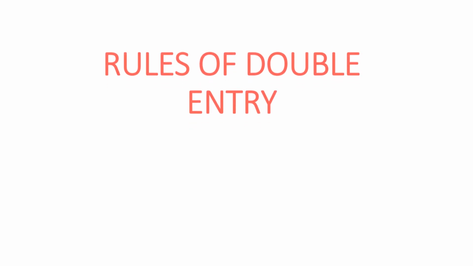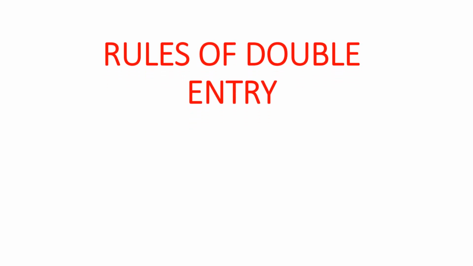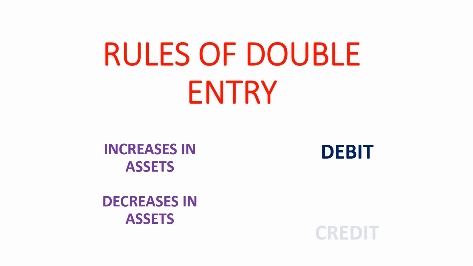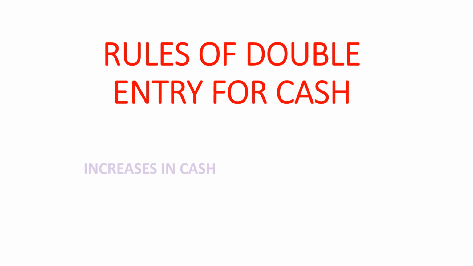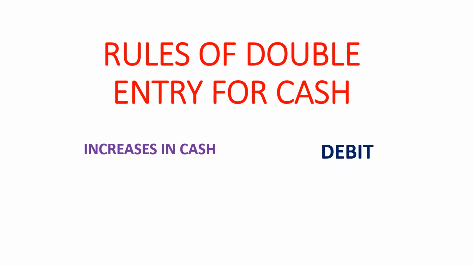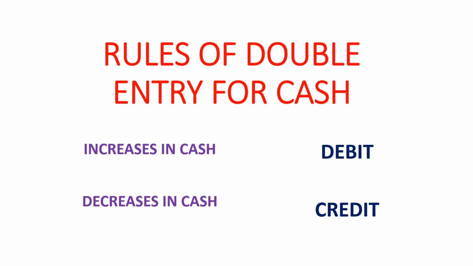From the rules of double entry accounting, we know that when assets increase, we debit the asset account, and when they decrease, we credit. Cash is an asset. Increases in assets are debited, whereas decreases in assets are credited. But why is it that the bank does the reverse?